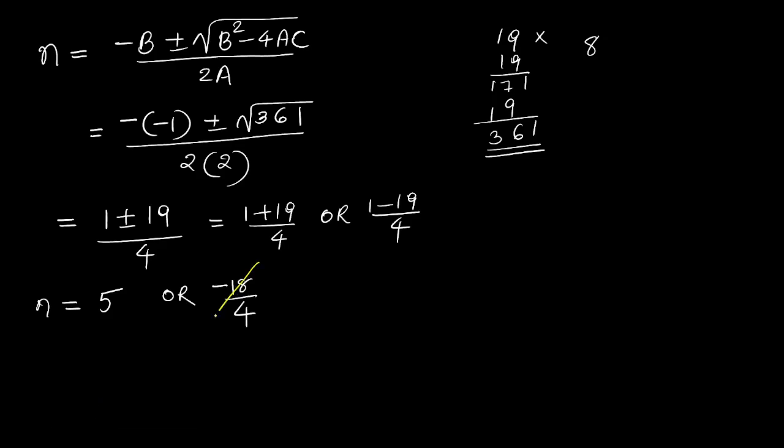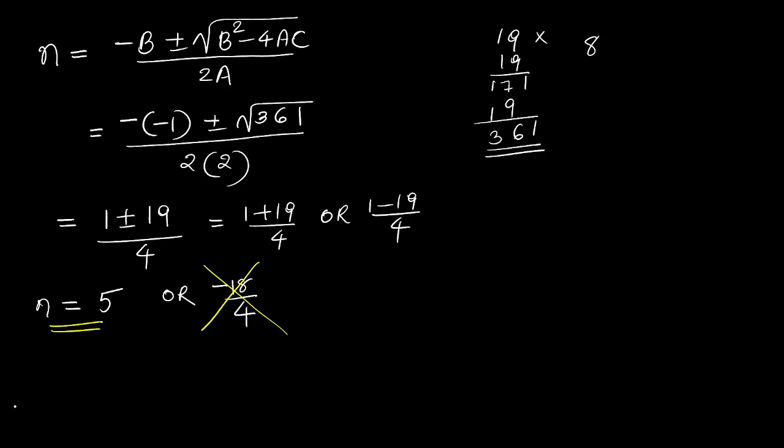Number of terms cannot be a negative number. Number of terms will be a natural number, cannot be a negative number. So n equal to 5 is the only possibility. N equal to 5 is the only possibility. Number of terms cannot be a negative number.